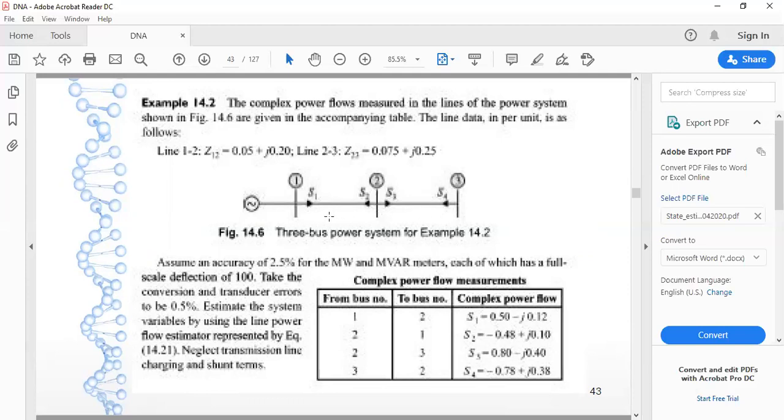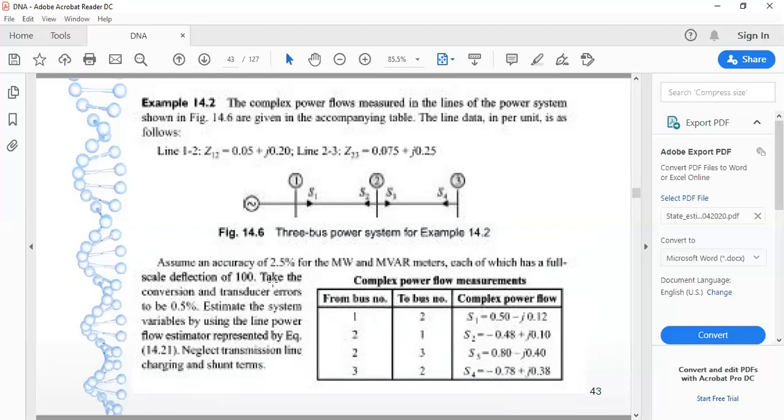Now power is also given: S1, S2, S3 and S4. What is S1? S1 is the power which is flowing from bus number 1 to bus number 2. S2 is the power which is flowing from bus number 2 to bus number 1. Likewise, S3 is the power which is flowing from bus number 2 to bus number 3, and S4 is the power which is flowing from bus number 3 to bus number 4. The values of this complex power are given as S1 to S4.